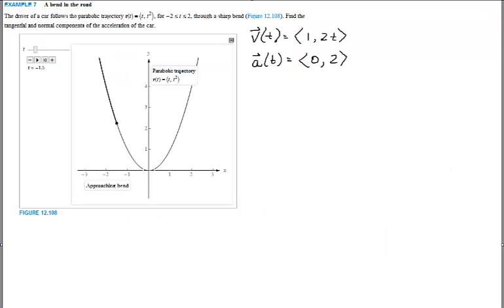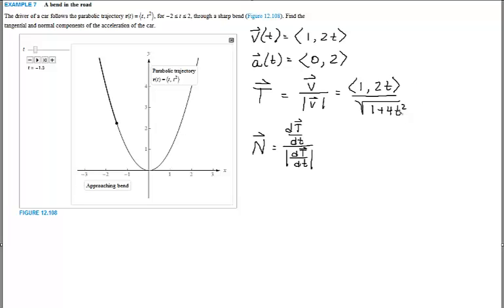Alright, we would like to find both the tangential and normal components of acceleration. So first up, I need to get the velocity vector and then the acceleration vector. Now we would like to express this in terms of the tangential and normal components. So first thing I'm going to need to do is get the tangential unit vector, which is going to be that velocity vector divided by the magnitude of that velocity vector. So I'll go ahead and compute that.